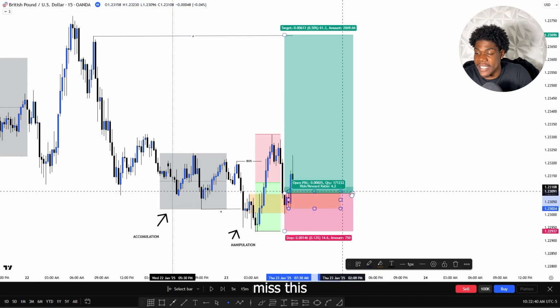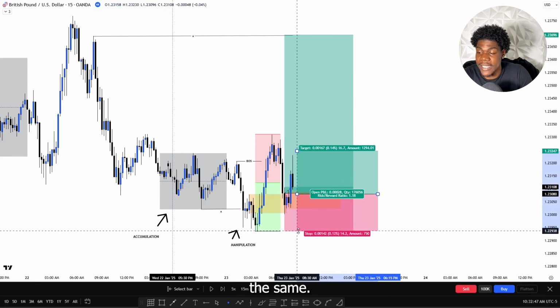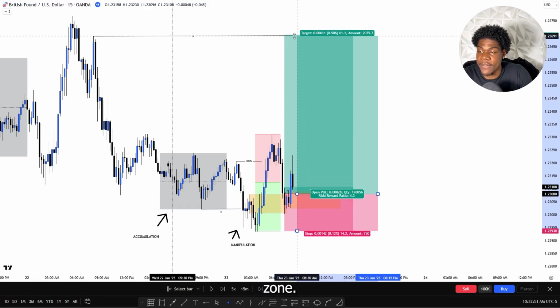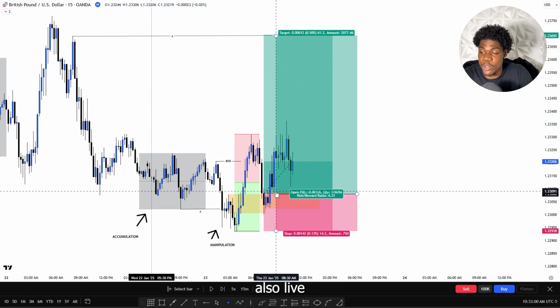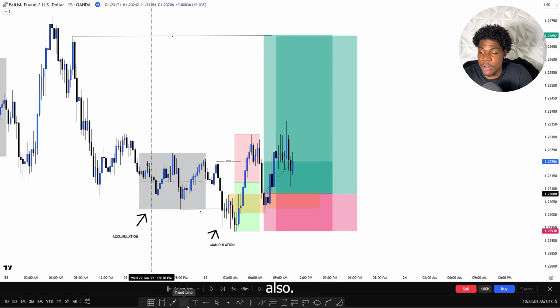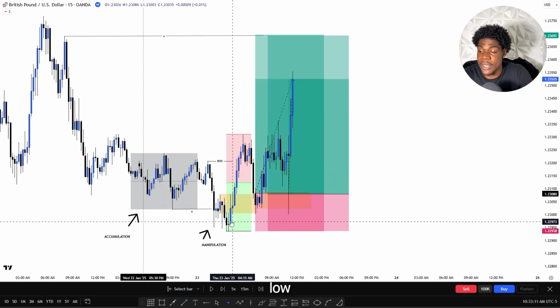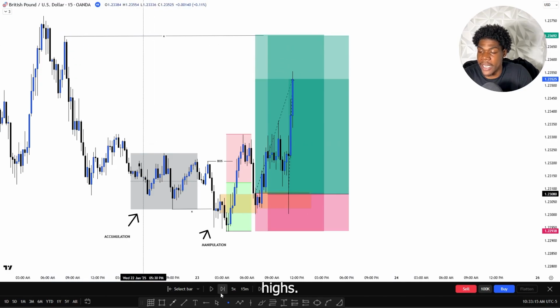So if you miss this entry, you can come back and use a second entry. Your stop loss is the same stop loss, and you're targeting the same take profit zone. This right here could be your second entry. You can see that price also left this inducement low right here. Now price will push down lower, clear that inducement low, tap inside of our order block, and now we're looking for it to come and clear these old highs.